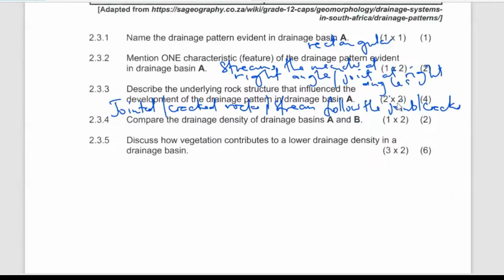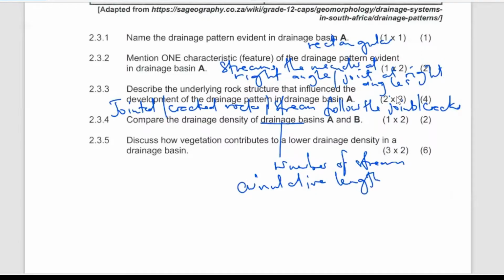Compare drainage density of drainage basin A and B. When we are talking of drainage density in simple geographical terms, we are looking at the number of streams. Or we can talk of drainage density as the cumulative length. If we were to join all those streams, how long would they be? The cumulative length of the streams in the drainage basin. So if the length is high, or if we have a longer length of the streams, if we were to join them, we say it's high density. Or if the number of streams, we have to count them, there are many, that gives us high density. If there are fewer, that means we have a low density.